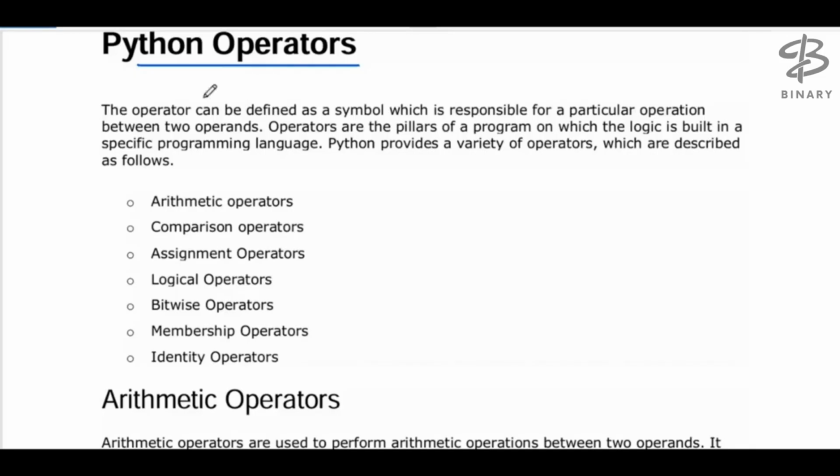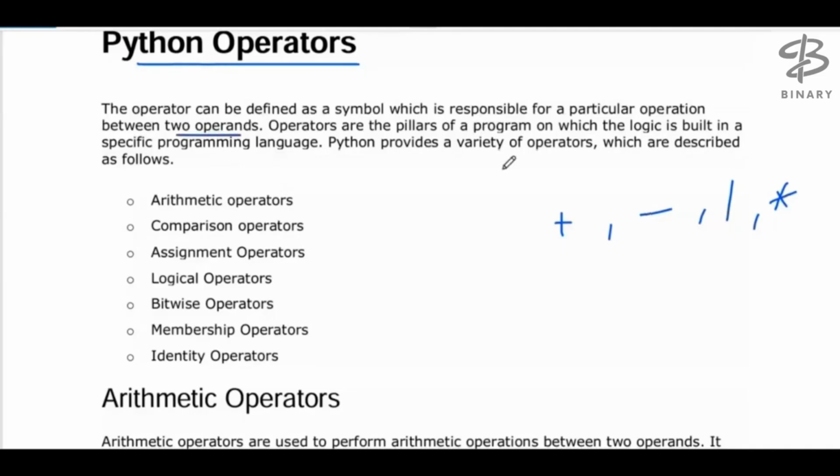The meaning of the operator is very simple and straightforward. For example, plus. I hope everyone is aware of the plus symbol, minus symbol, divide symbol, and multiply symbol. These are the very basic operations of mathematics, and with these operators we generally perform various functions in our day-to-day life. So we are familiar with the term operators. The operator can be defined as a symbol which is responsible for a particular operation between two operands.